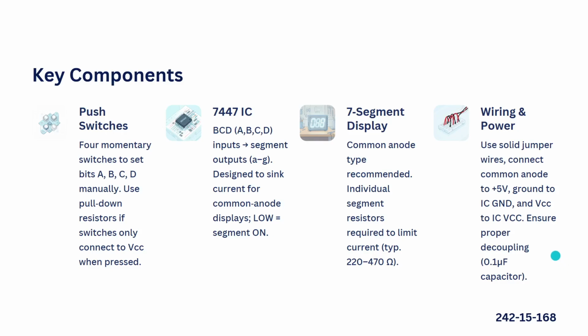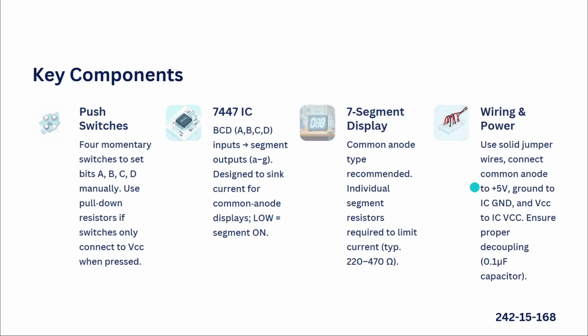Finally, we have the wiring and power system. All components are connected using jumper wires. We supply plus 5 volts to power the circuit and connect all grounds properly. A small capacitor is also used for decoupling, which helps to keep the voltage stable and reduce noise. So overall, these components work together to take binary input and convert it into a visible and numeric output.